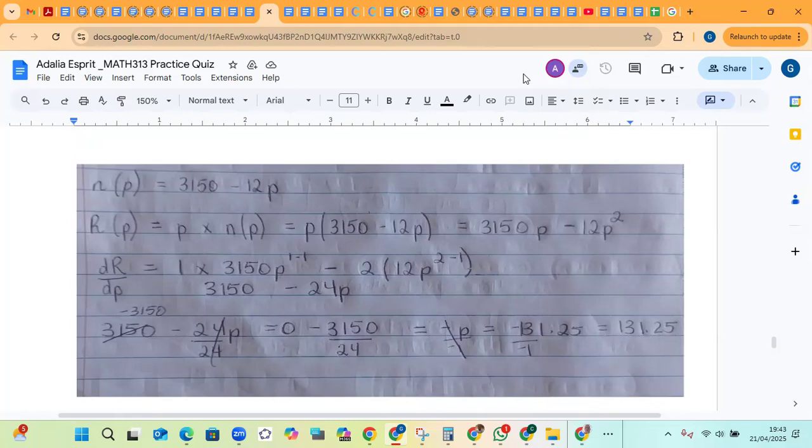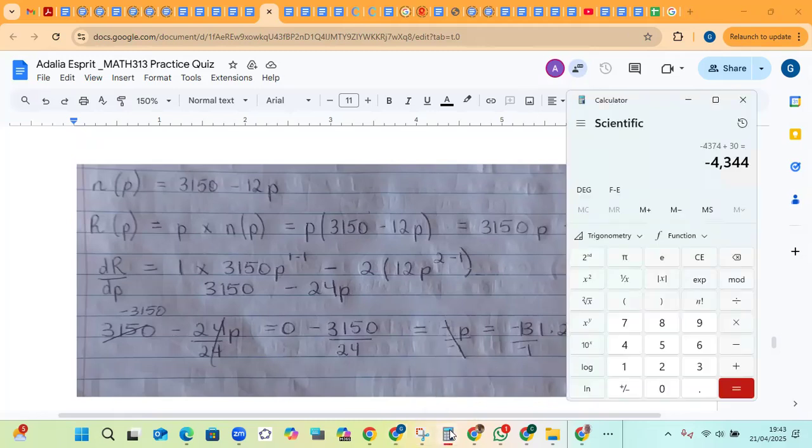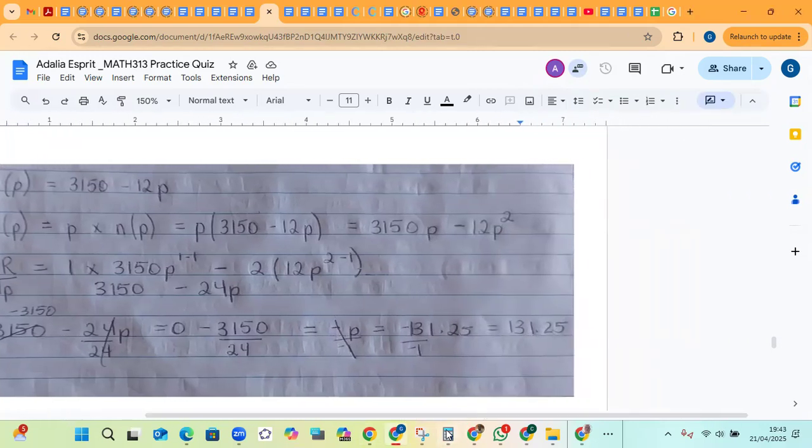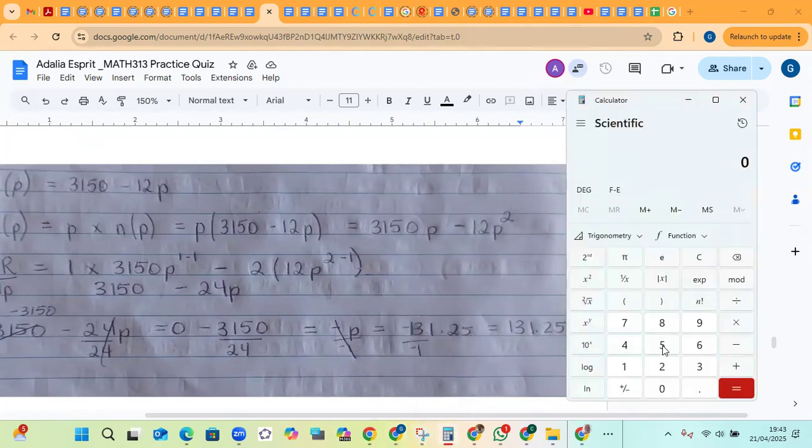Let's do that. So I'm going to substitute 60 into the revenue function. Remember, the revenue function is 3150P minus 12P squared. So we have 3150 times 60, subtract 12 times 60 raised to the power of 2. That gives $145,800. Okay, that's for 60.